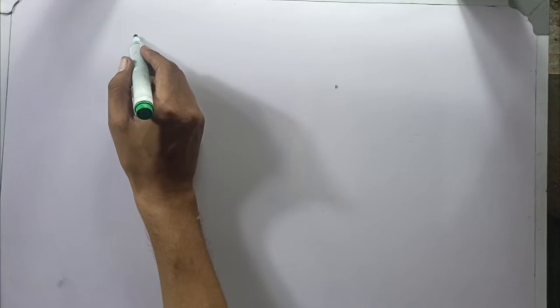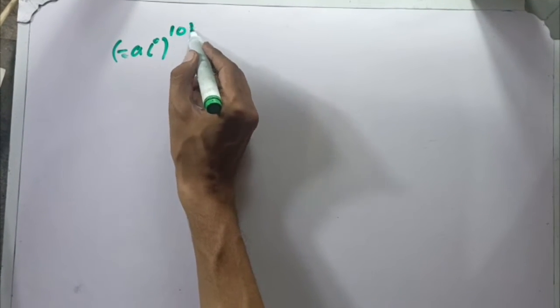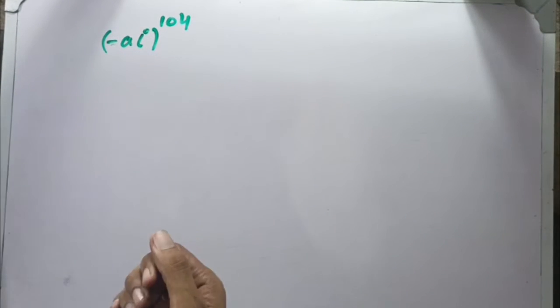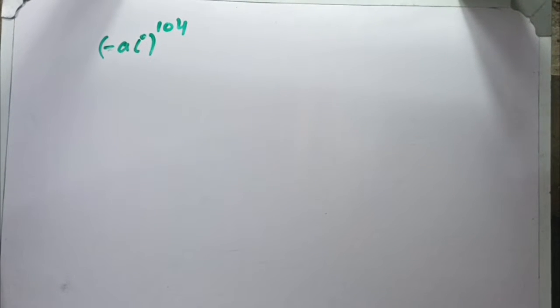Now we have a very beautiful question: we have to find the value of (minus a iota) raised to power 104, that is, minus a raised to power a iota raised to power 104. For that, we have to find the value by solving and simplifying it.